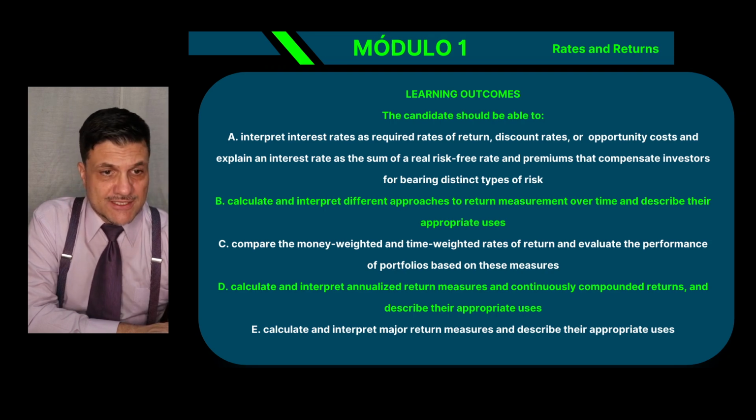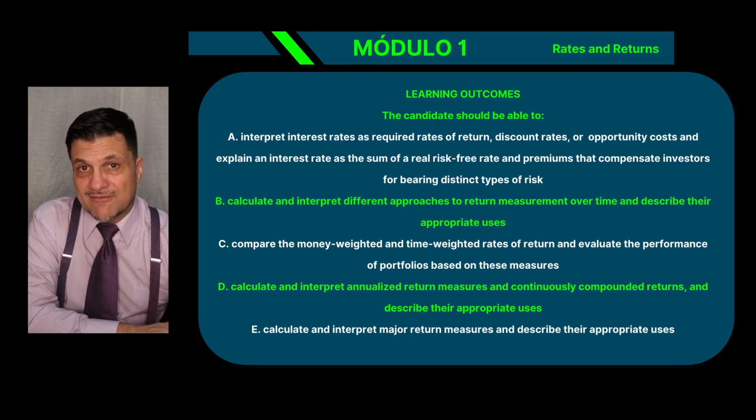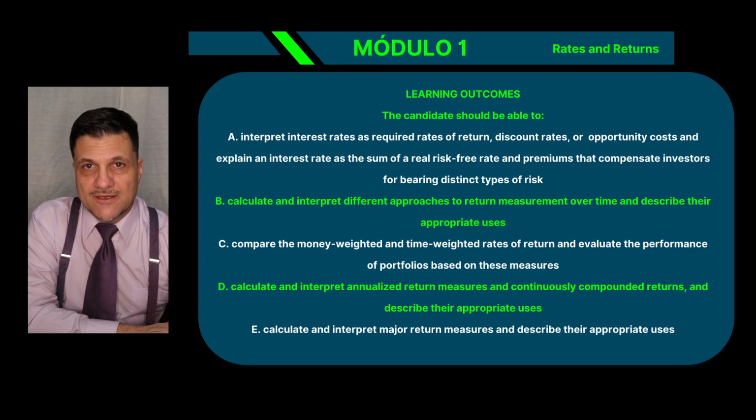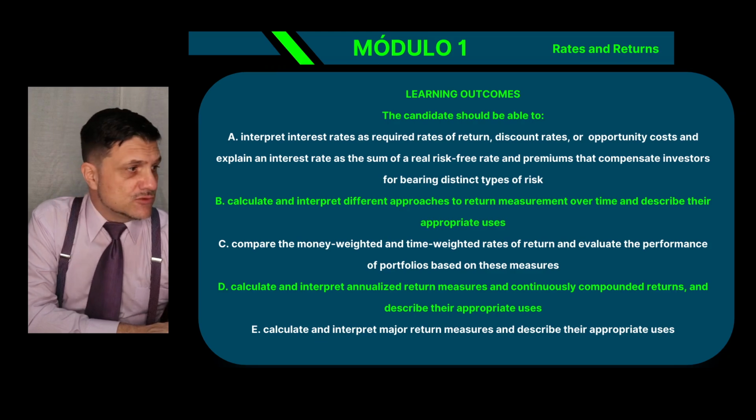Let's see the second one. The second one here is calculate. Look at that. Calculate and interpret different approaches to return measurements over time. I have a list here for you. For example, holding period yield, HPY, or money-weighted return, time-weighted return, right? Geometric average return, right? So you have quite a few that you need to be comfortable with, okay? All right, next one, look at that.